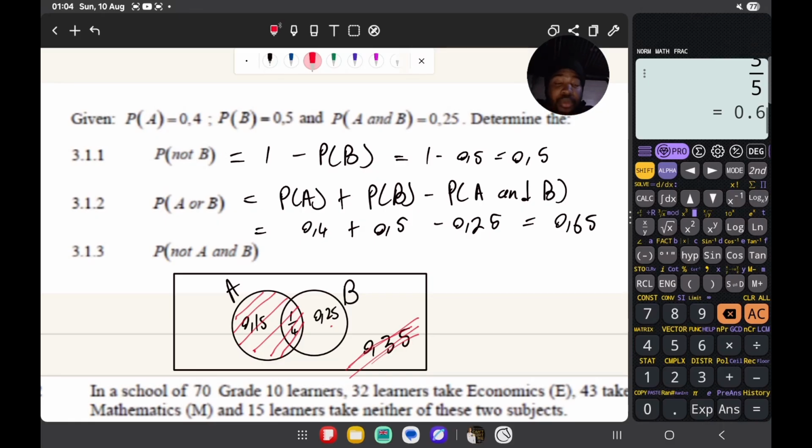Or you can do this from the probability of B. When they say not A, you can take the probability of B and remove the A portion. The A portion is this 0.25.